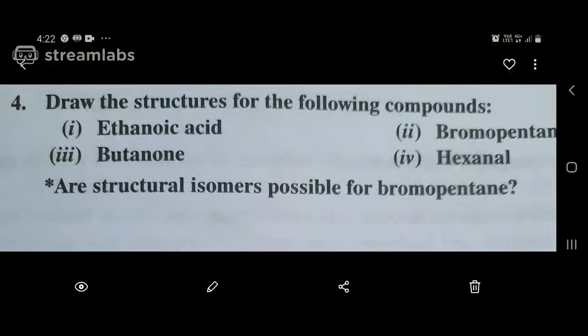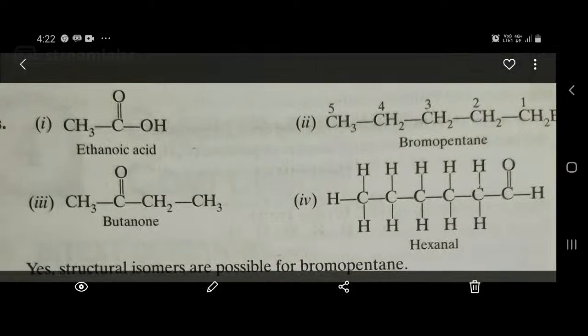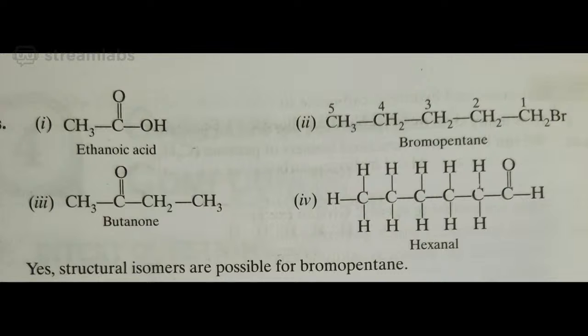Draw the structures for the following compounds: ethanoic acid, bromopentane, butanone, hexanal. Hexanal is an aldehyde. Now, let me see the structures. Ethanoic acid: CH3COOH is ethanoic acid.